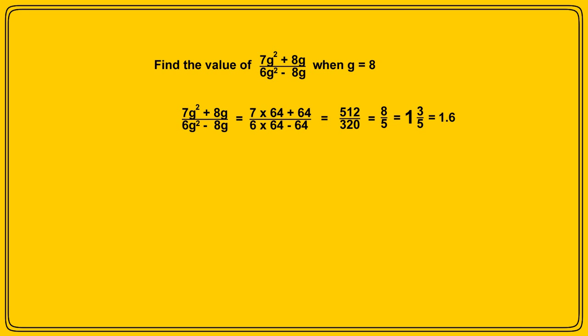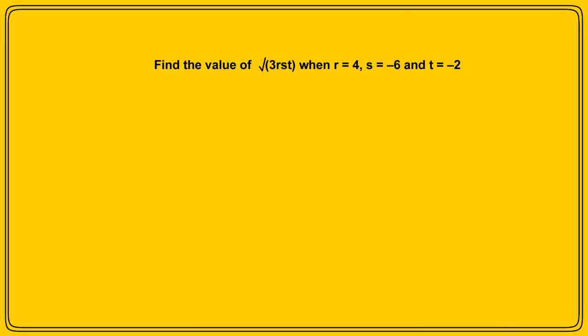Now, it's a simple extension from what we've been doing to problems with more than one variable, as the next example shows. Find the value of the square root of 3rst when r is 4, s is −6 and t is −2. First we calculate the expression in the bracket, so we have the square root of 3 × 4 × (−6) × (−2), and that's the square root of 144. You'll notice that the two negative signs mean the answer is positive when we're multiplying, of course. So now we've got to find the square root of 144, which I'm sure you'll realise is 12.